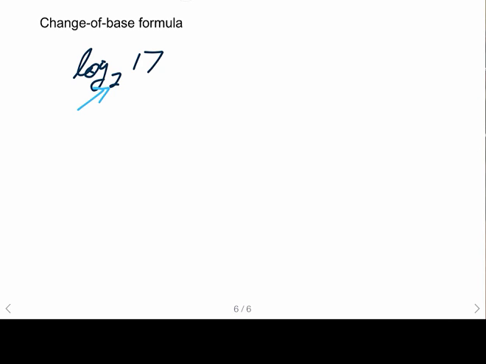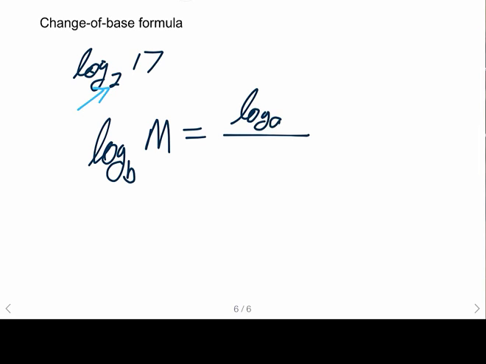The change of base formula itself says that the log base b of m is equal to a quotient of the log base a of m in the numerator and the log base a of b in the denominator. Notice that this is different than what we looked at earlier, say log base b of m divided by n.